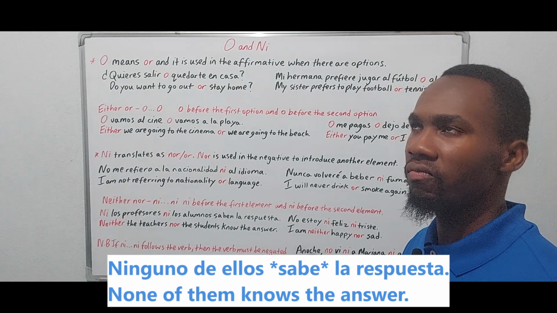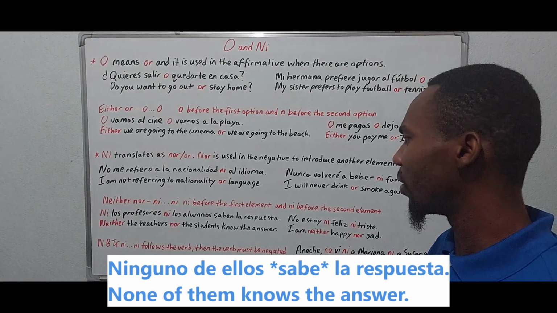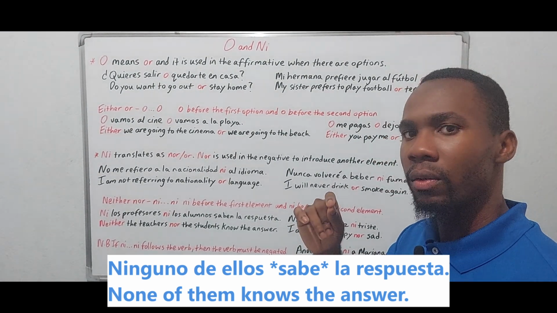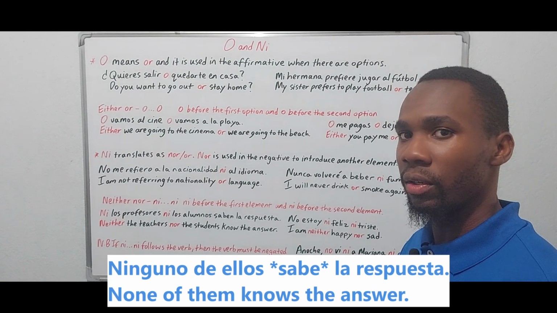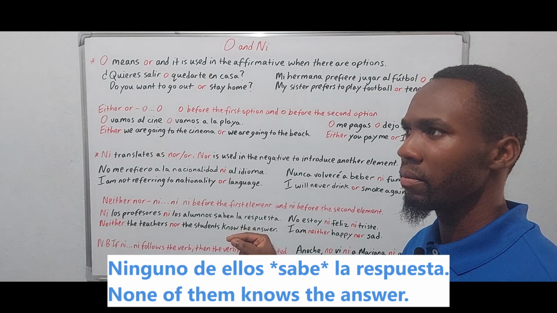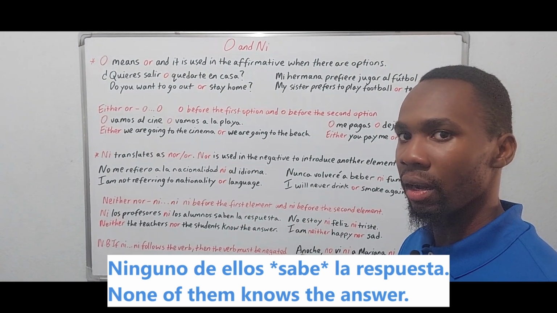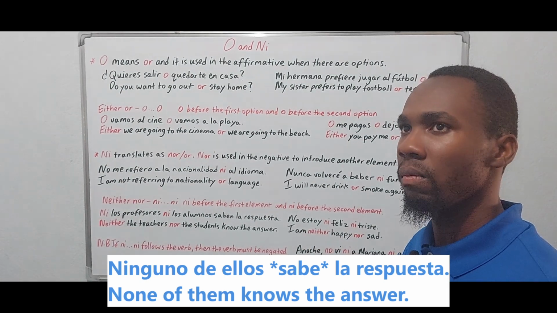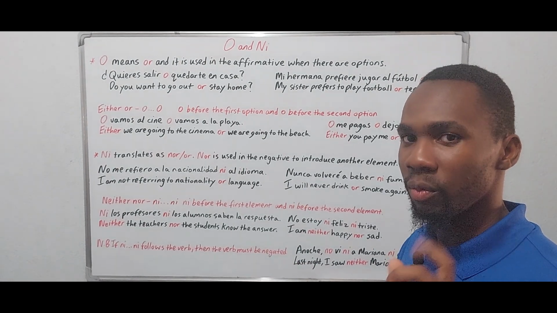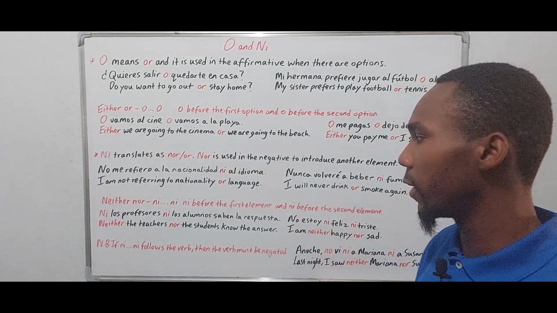But that's a very good question. I'll have to double check on that one. I know in English the verb would have to be singular. But in Spanish, I'm wondering if it would be sabe or saben. None of them. Okay, we'll say saben. Ninguno de ellos saben la respuesta. But I know in English it would be singular, the verb. We'll double check on that one, because I know sometimes languages are different, right?